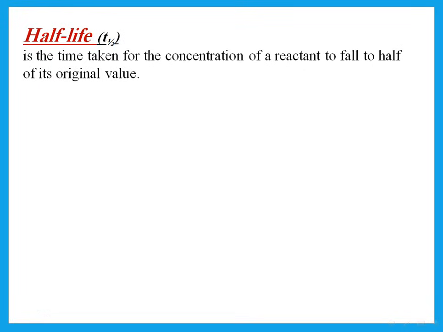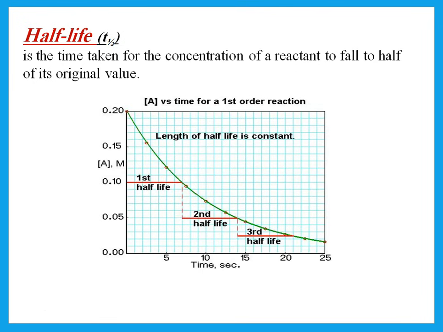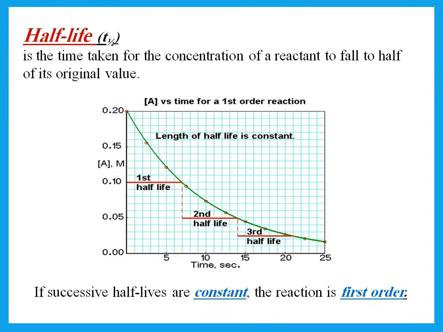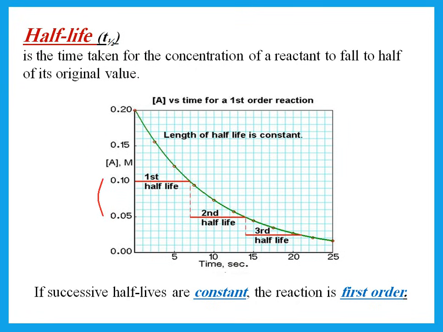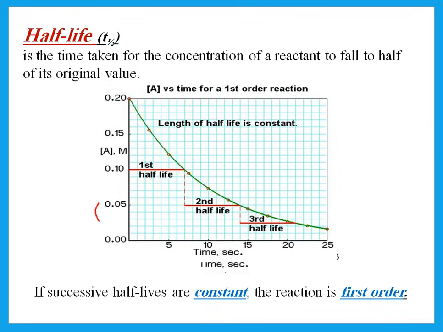Half-life. What is half-life? Half-life is the time taken for the concentration of a reactant to fall to half of its original value. So if we draw a graph of concentration versus time, and we want to determine the half-life, the half-life is the time taken for the concentration to fall to half. So if he's starting with 0.2, he changes to 0.1, and this is one half-life. Changing from 0.1 to half of that, which is 0.05, that's another half-life. Changing from 0.05 to 0.025, that's another half-life.